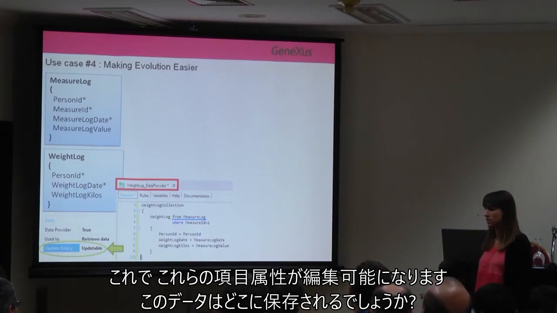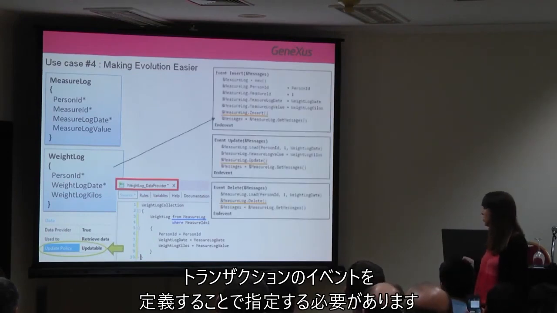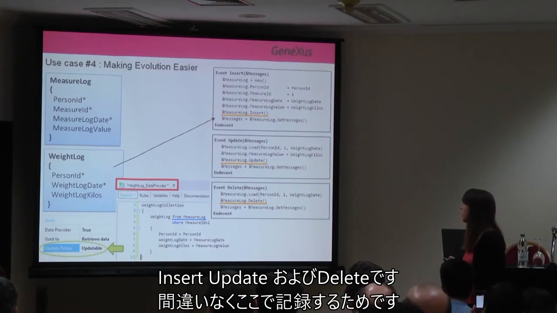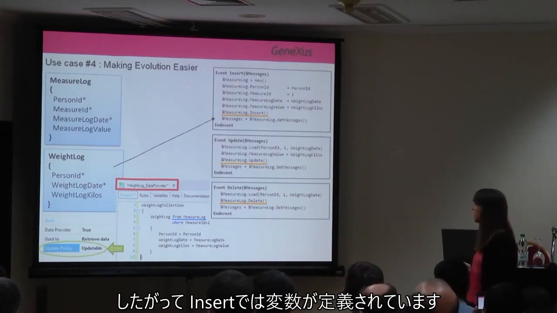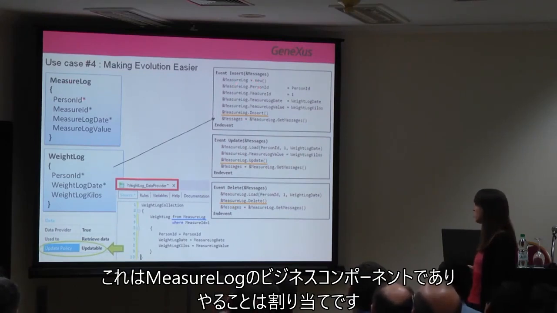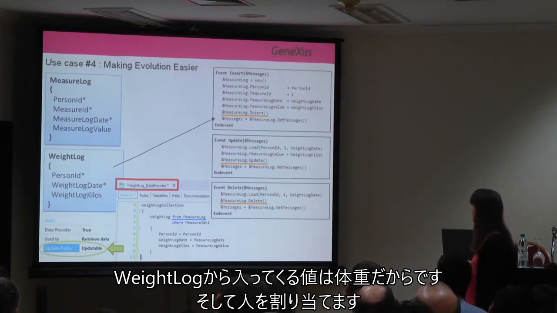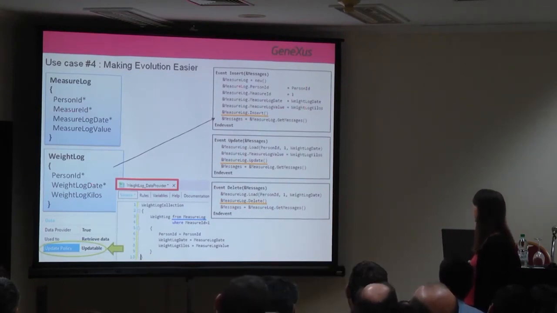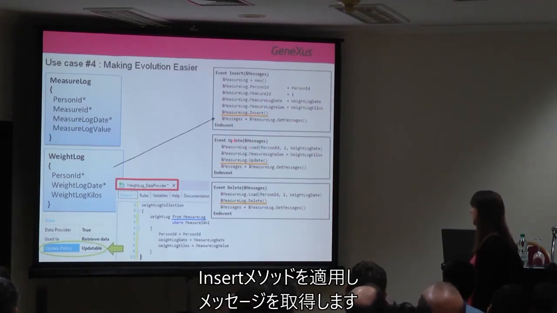And where are they going to be saved, this data, because there's no physical table associated to this dynamic transaction? It's something I have to define by defining the events of the transaction in insert, update, and delete, because obviously I'm going to record them here with the concept of business component. Therefore, in insert, we see that we have defined a variable business component of measure load, and what we are doing is to assign, because I have these attributes, and I assign always putting 1, because if they come in from here, they are weights, and I'm assigning the person, the kilos, the date, to the variable business component and its properties. I apply the insert method and I extract the messages.